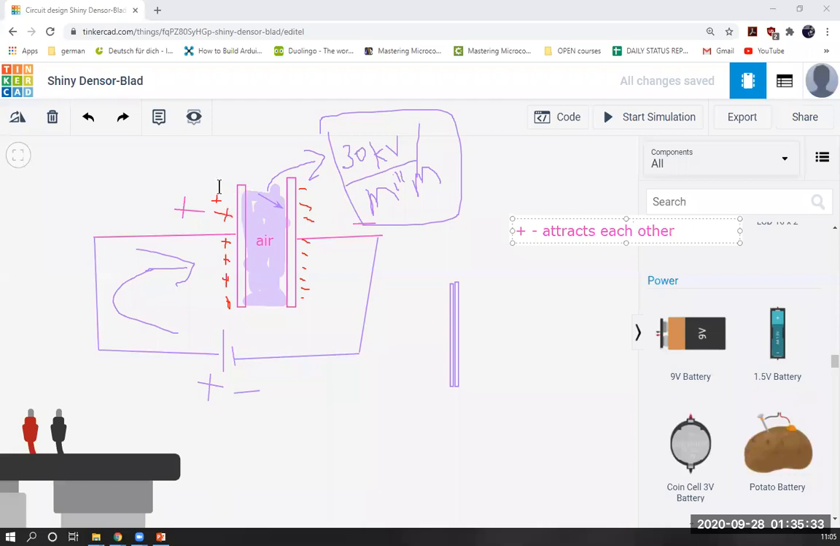So when we have a lot of plus and a lot of minus charges, what will happen? The force will be very strong. This force will break the air gap, and then current will flow through it like this, and then the capacitor will convert. All right. Okay, so have you got it?